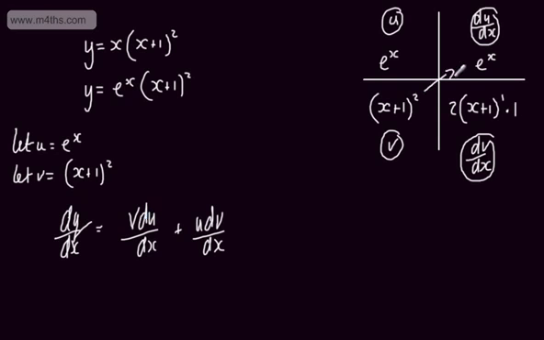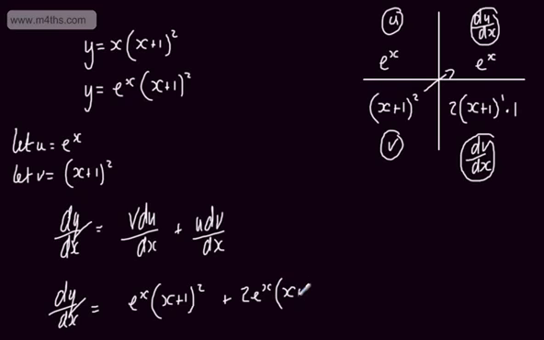So let's go ahead. We're going to multiply these two. So we can say now that dy by dx will be the product of v multiplied by du dx. So we're going to have now e to the x multiplied by (x plus 1) all squared. We're now going to add to it the product now of u dv dx. So that's going to be now 2e to the x, and then we'll have (x plus 1).